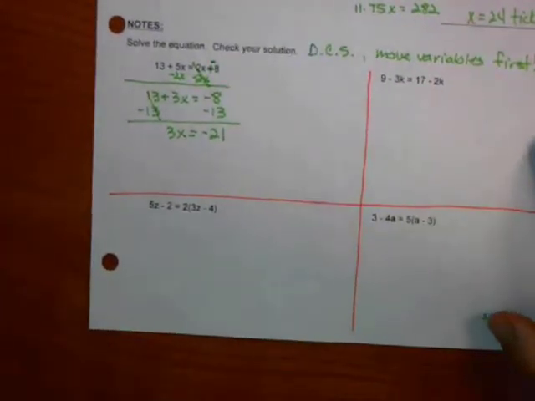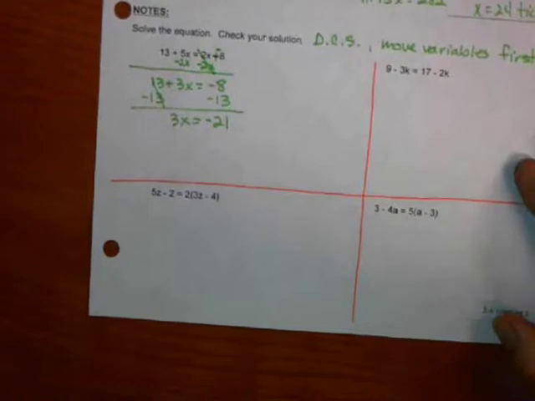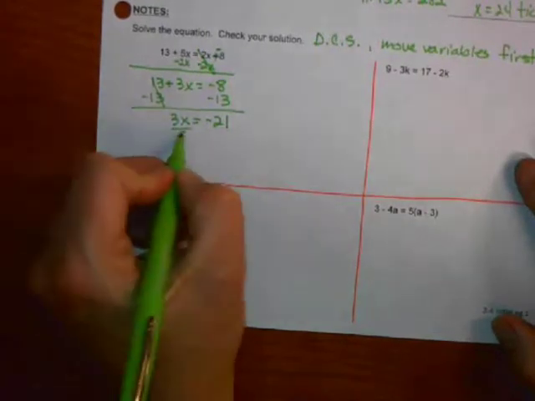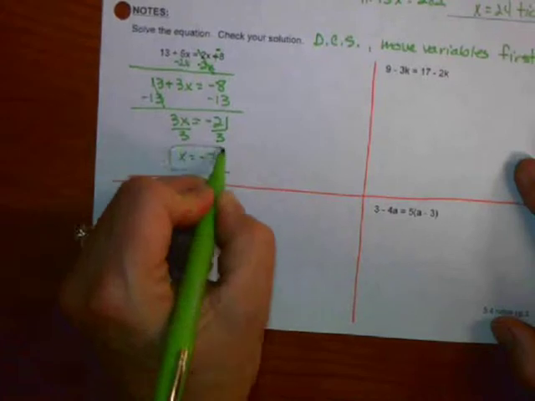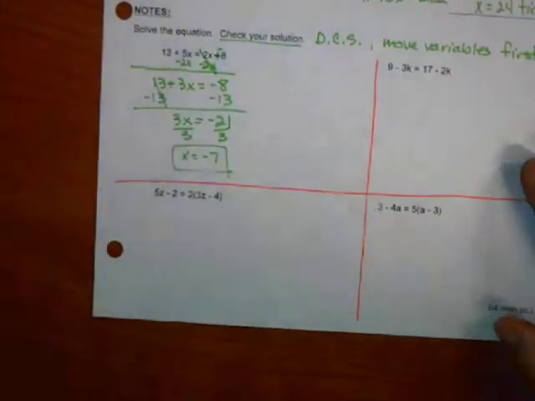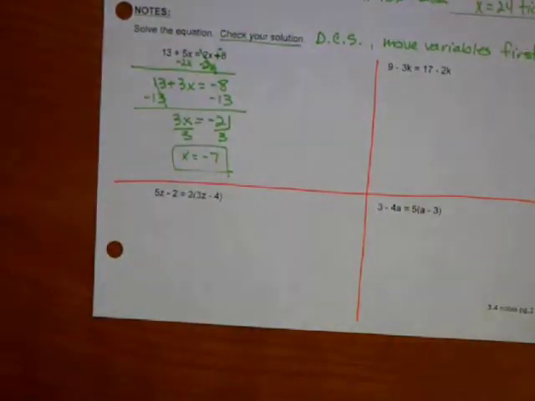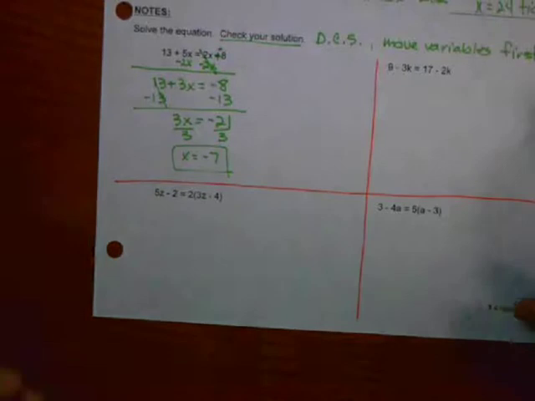And the last step is to do what? Divide by 3. X equals negative 7. Now look what it says here. Let's just do this one and say we did it, okay? We don't need to do them all.